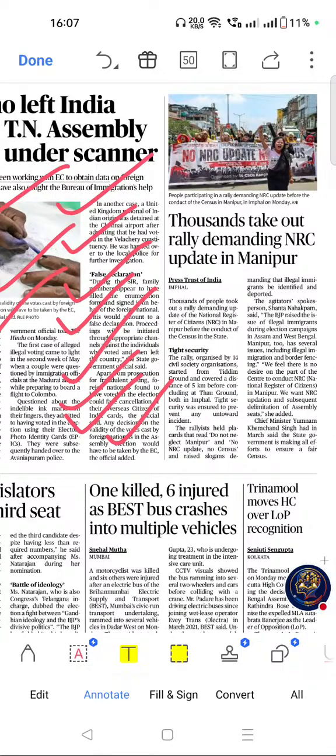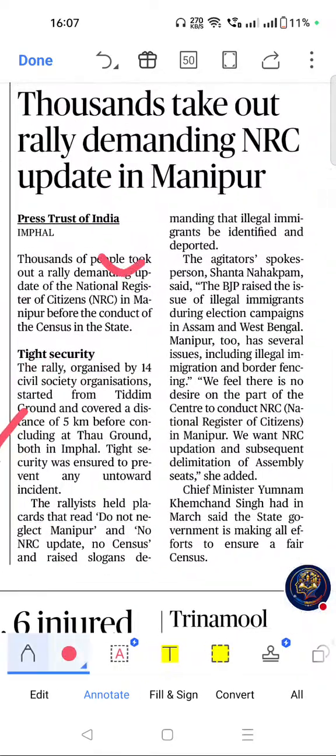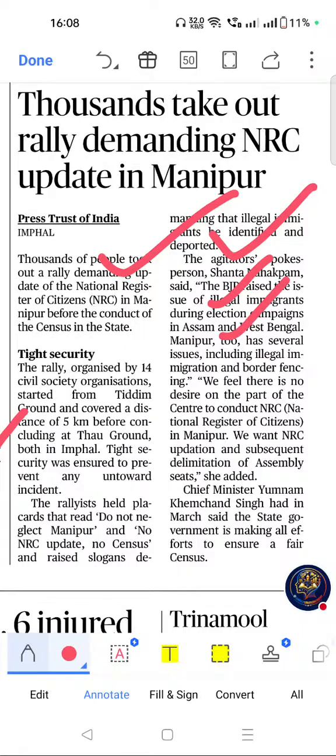Next important article from this page was this one. Thousands take out rally demanding NRC update in Manipur. If you see the importance of this topic, NRC is one of the most important UPSC topics. Frequently appears in polity and international security sections, and it is important for understanding migration related governance challenges, and it is relevant for census and delimitation discussion.